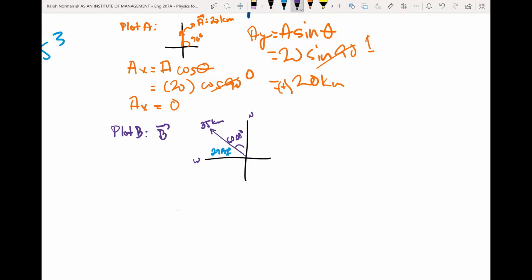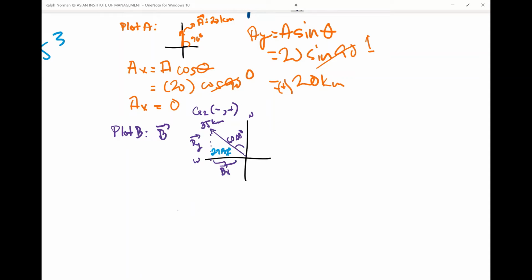And if you did that, you would notice something. Remember, we're in the second quadrant, quadrant number 2, where your x component is negative and your y component is positive. Okay, there we go. This is your Bx, and this is your By. Let's use the 29.92 and I'll show you what I mean.